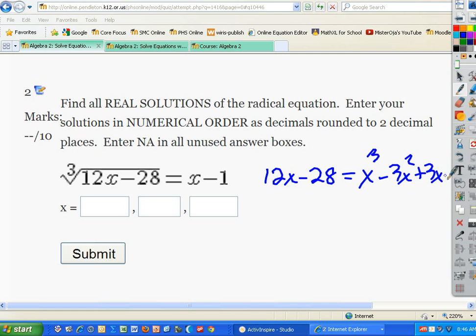And if I combined all those like terms, x cubed minus 3x squared, if I subtract 12x, I get minus 9x, add 28, I get plus 27. Now, we won't have time to finish it, but that's got 4 terms in it. How would I solve that? Grouping, exactly. I could factor that by grouping.